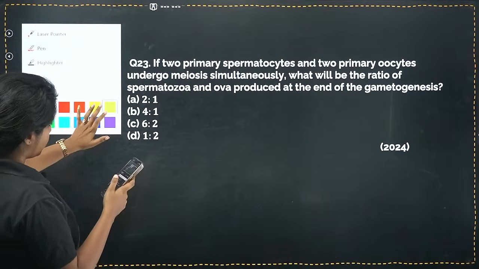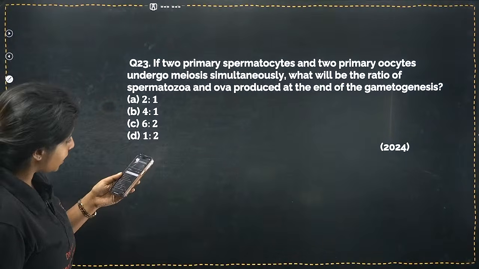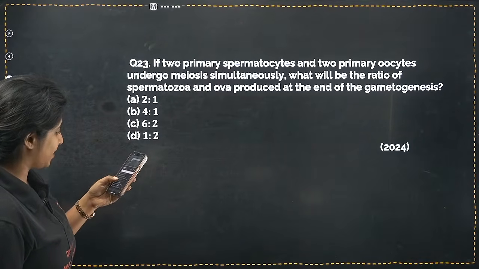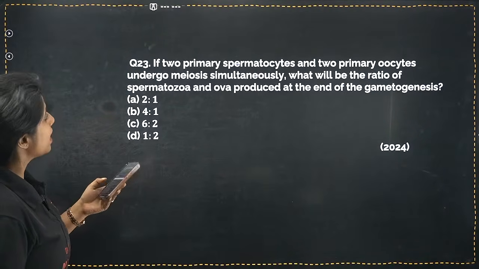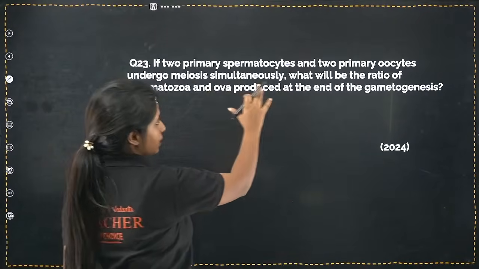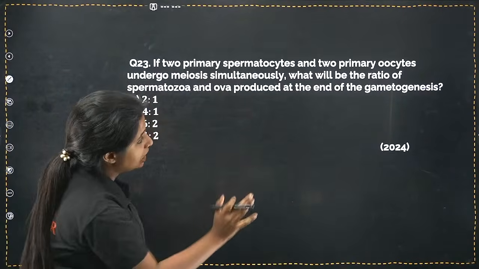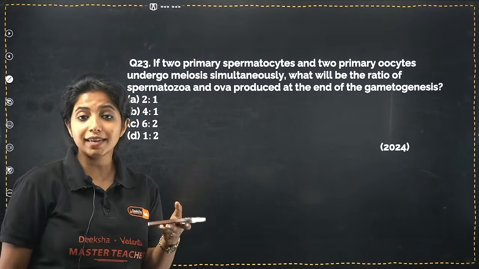Next question. Question number 23. If two primary spermatocytes and two primary oocytes undergo meiosis simultaneously, what will be the ratio of spermatozoa and ova produced at the end of gametogenesis? What do you think is the answer for this?